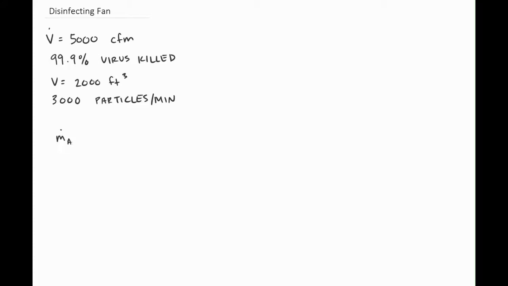First, let's consider the mass balance equation. We have accumulation equals inputs minus outputs plus generation minus consumption. First, let's eliminate some terms. Because we're looking for the steady state virus particle concentration, we'll eliminate the accumulation term.